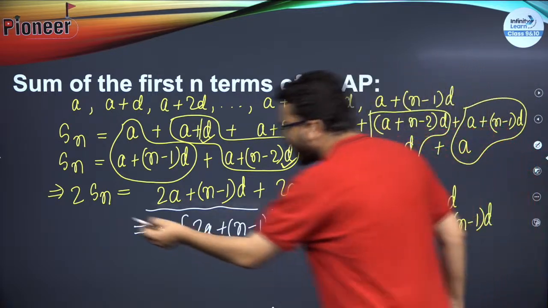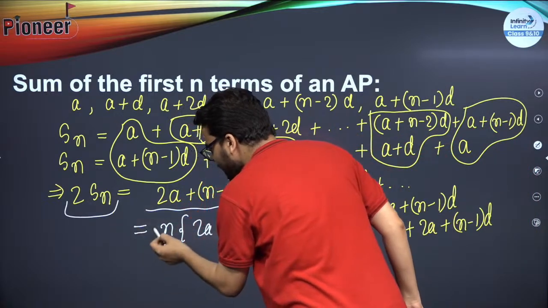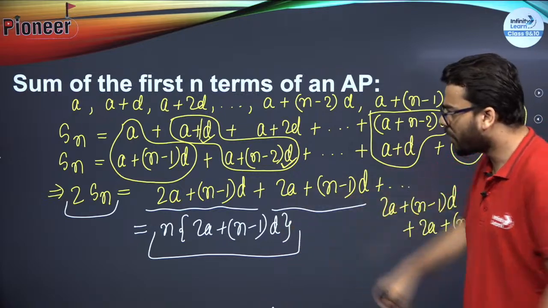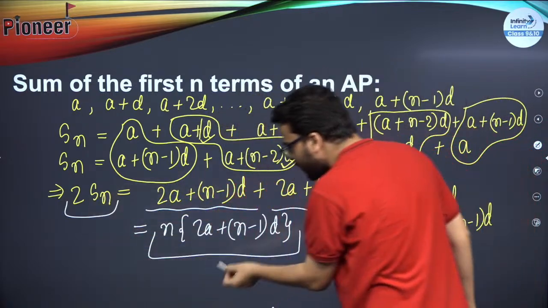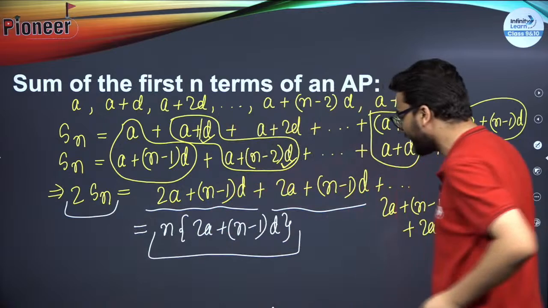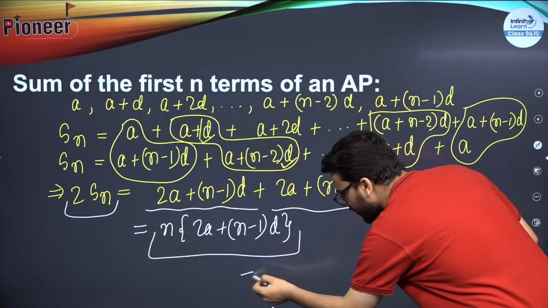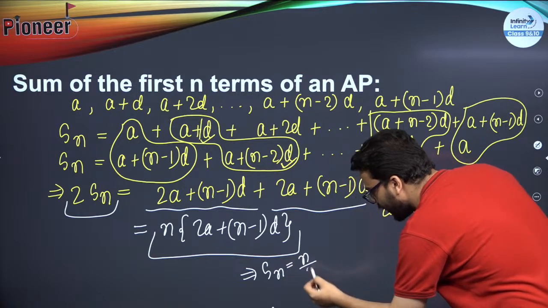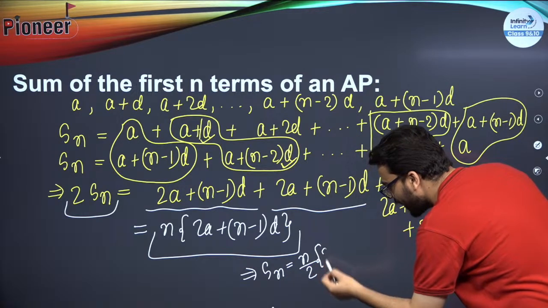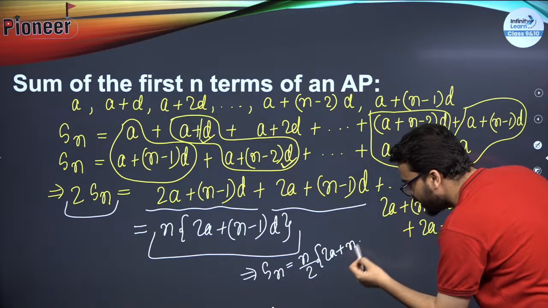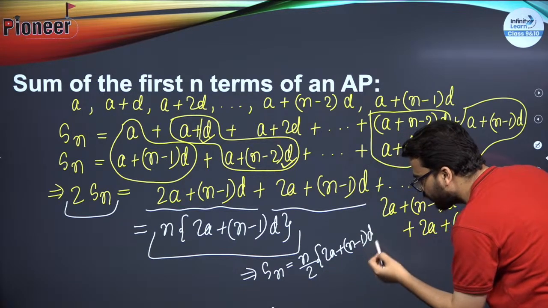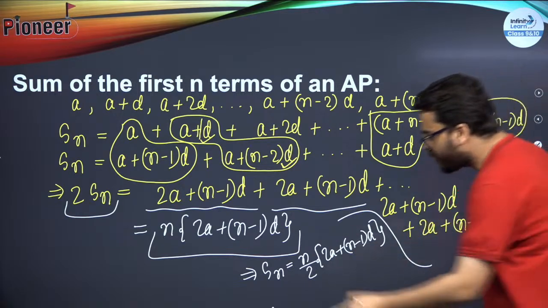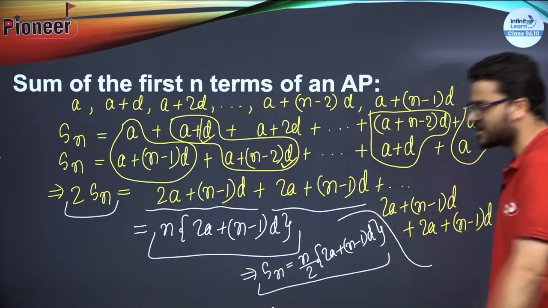So basically we are getting 2Sn is equal to n into 2a plus n minus 1 into d. So from here, if you take 2 on the other side of the equation, what will you get? You will get Sn is equal to n by 2 into 2a plus n minus 1 into d. And that is the formula to find the sum of the first n terms of an AP. N by 2 into 2a plus n minus 1 into d.